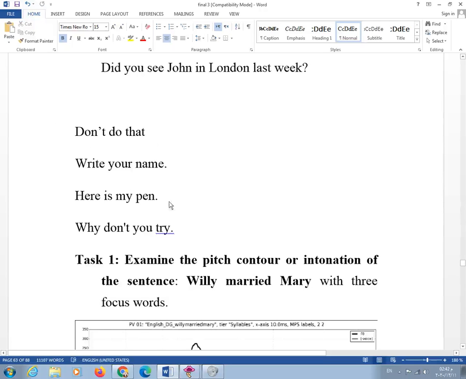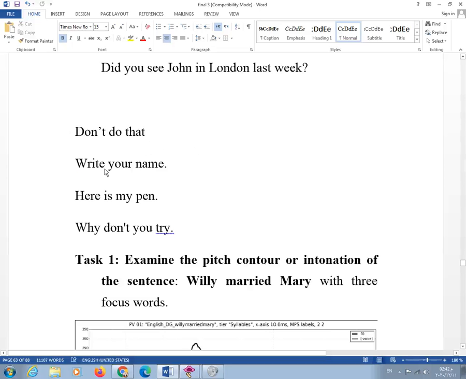Okay, let me say the first. For example, don't do that. What is the focus word here? The tonic syllable, don't. When I say don't do that, what's the focus word of the tonic syllable here? It's do. And when I say don't do that, what is the tonic syllable here? It's that.